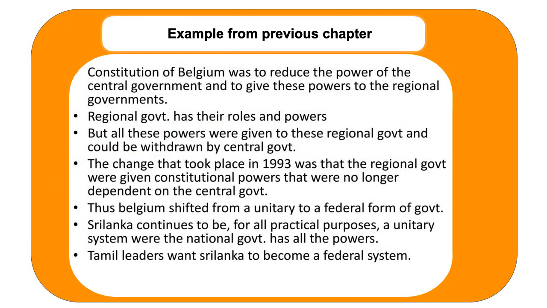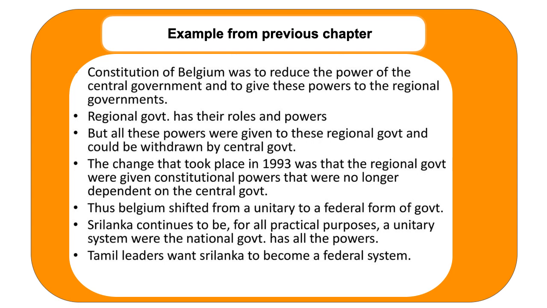Let's take one example from the previous chapter. The Constitution of Belgium was changed to reduce the power of the central government and to give these powers to the regional government. The regional government had their roles and powers, but all these powers could be withdrawn by the central government at any point of time. So, what's the use of these powers, right?